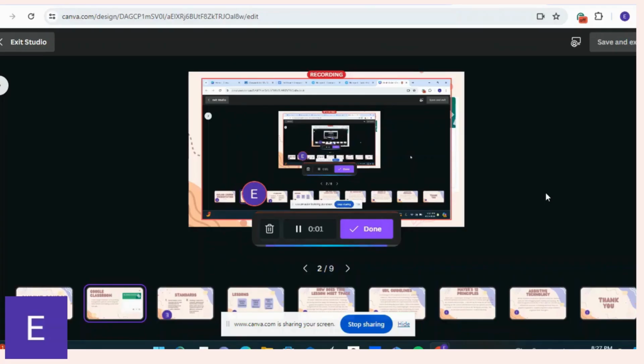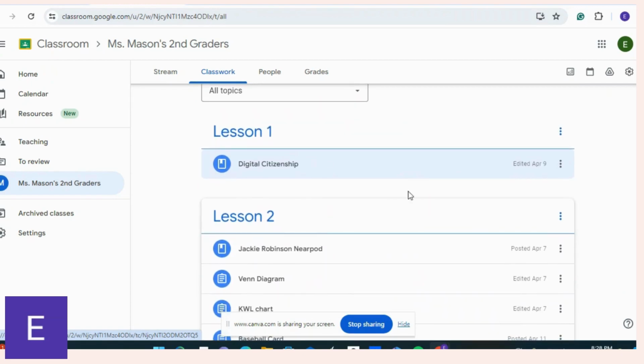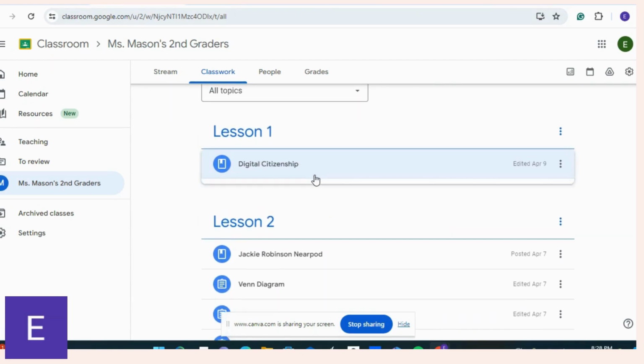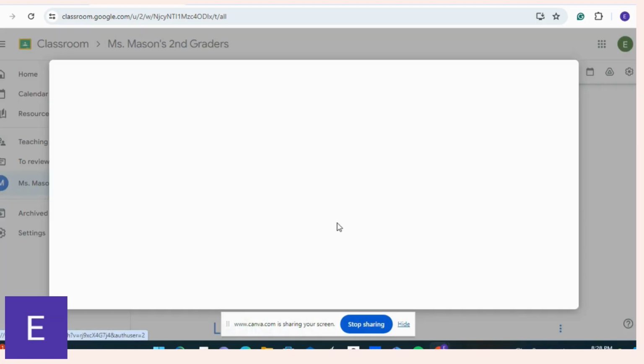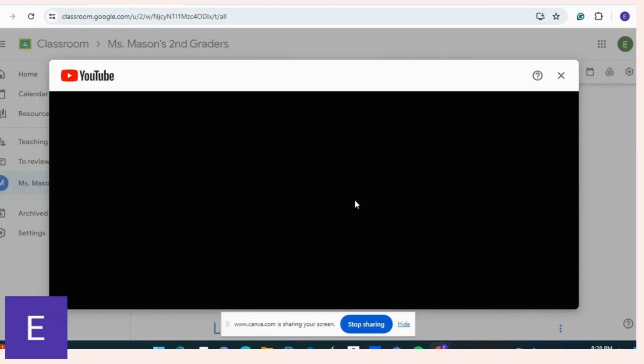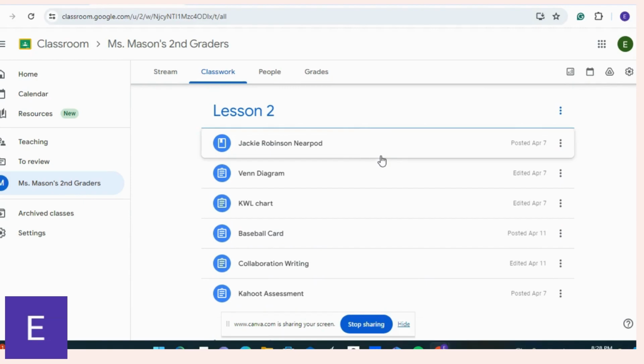I use Google Classroom as my learning management system. So students will go to the Google Classroom and they will see lesson one, which is the digital citizenship lesson. They would click on it and they would watch the video, and that'll be lesson one. And then lesson two is on Jackie Robinson.